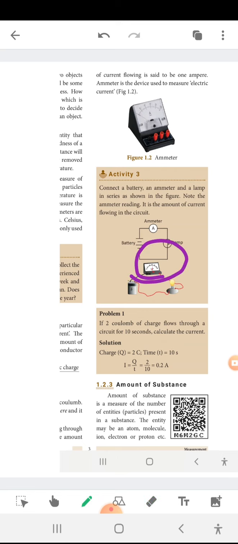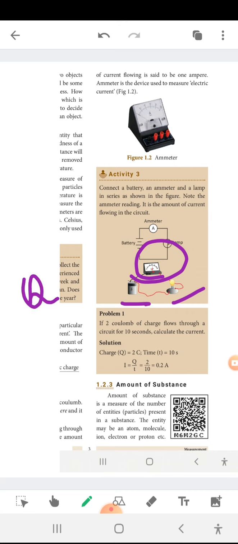So, battery, bulb and ammeter. In the problem, they have given 2 coulombs of charge flowing through in 10 seconds. Then what is the current? 2 by 10. You will be getting the formula I is equal to Q by T. You may see that there is a Q for a job in the IT field. So Q is equal to IT, and I is equal to Q by T.